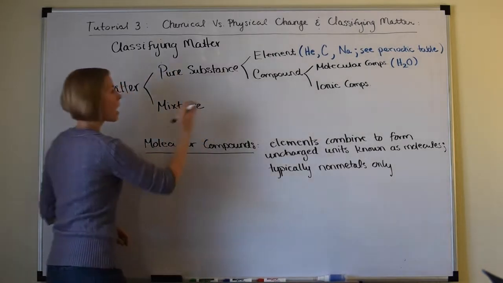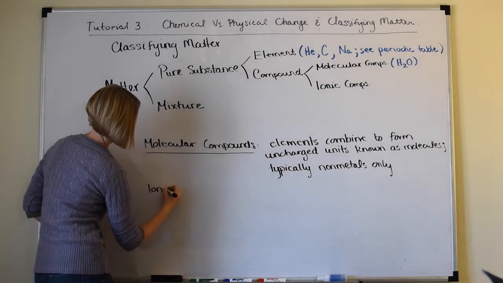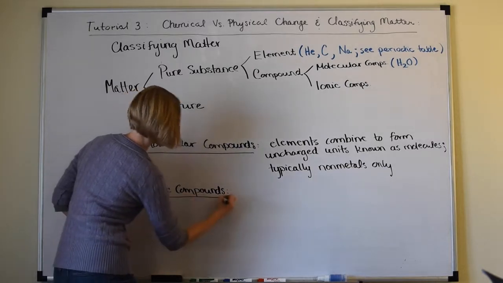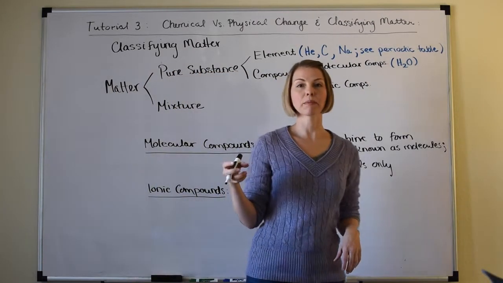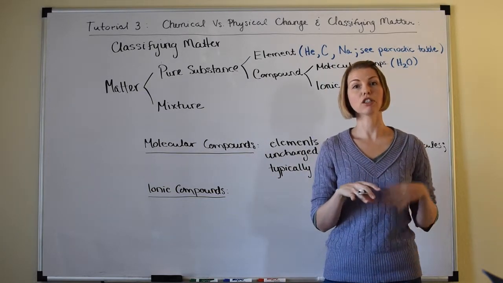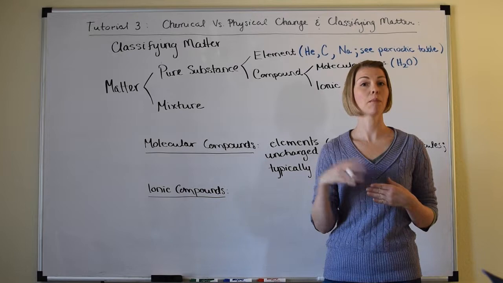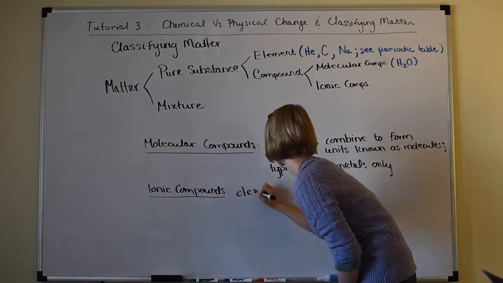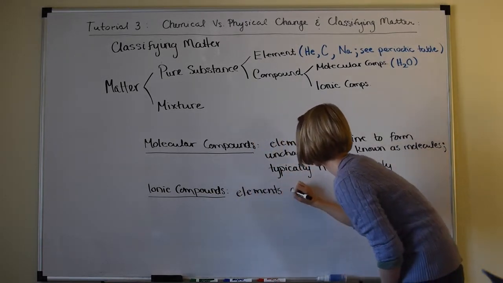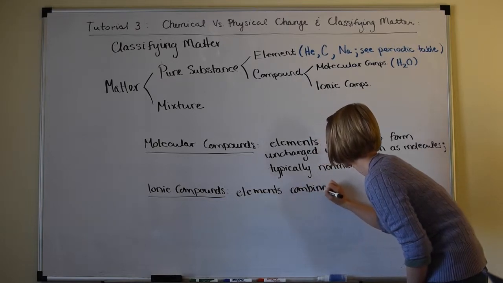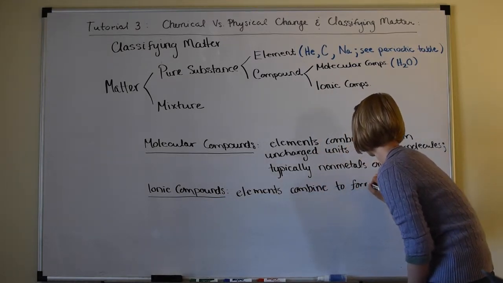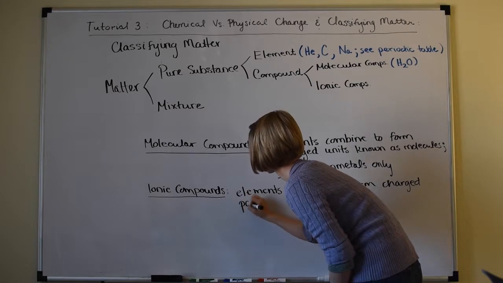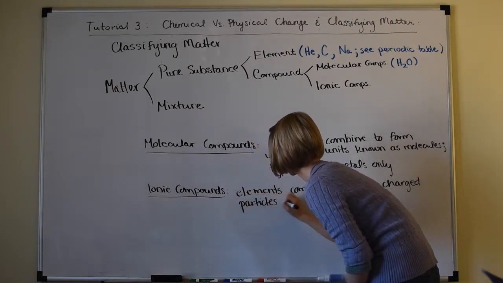Ionic compounds, on the other hand, form when one atom transfers its electrons to another atom, and therefore you end up with positively and negatively charged ions. Elements combine to form charged particles called ions.